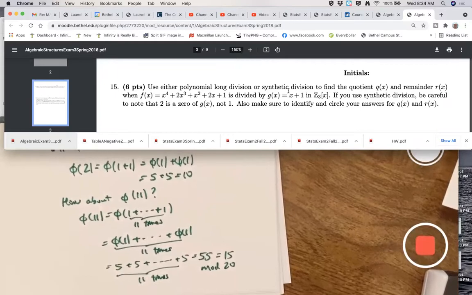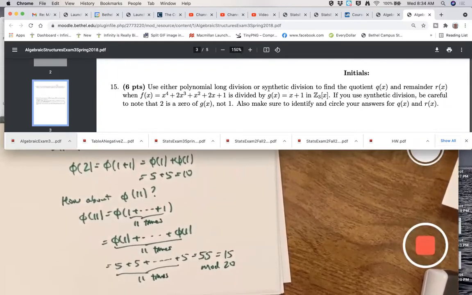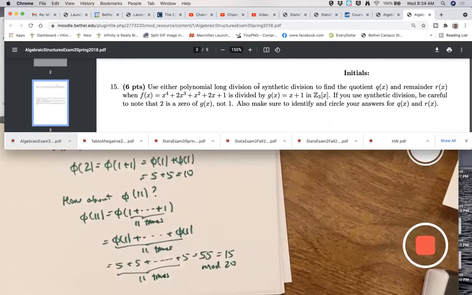This one's the long division problem with mod 3 arithmetic, it looks like. Figure out the quotient and remainder.